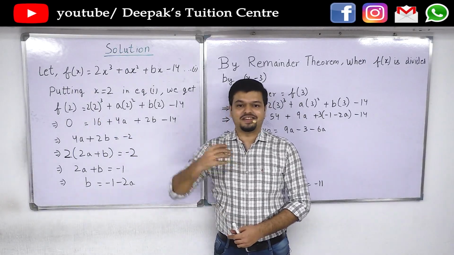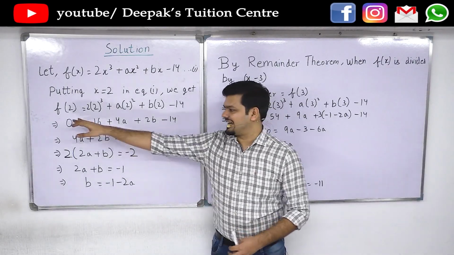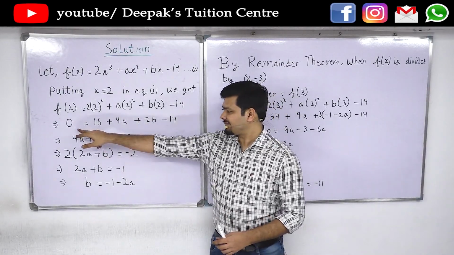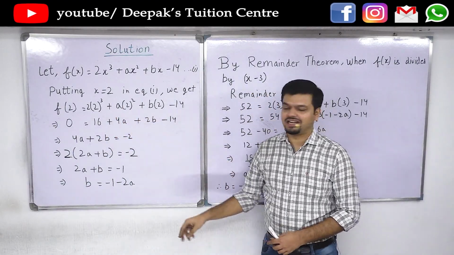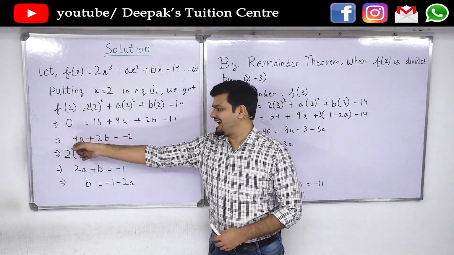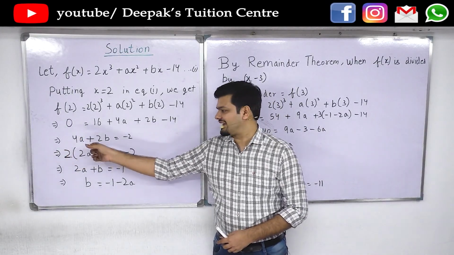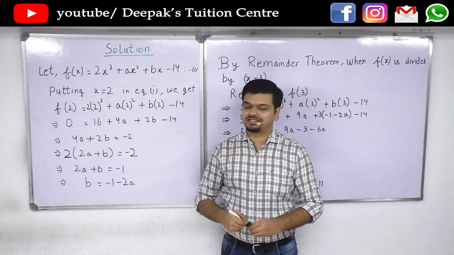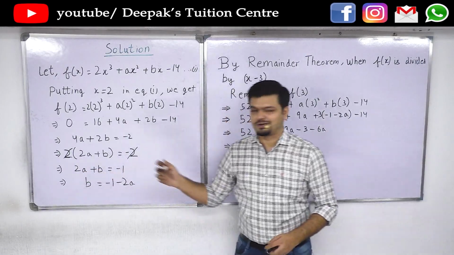If it was not given as a factor and we had to prove that it was a factor, then f(2) would have to become 0. So we can directly write, you can write by factor theorem or you might not write, that's okay, 0 equals 16 plus 4a plus 2b minus 14. 16 minus 14 is 2. We transpose 2 to the other side. We get 4a plus 2b equals minus 2. We take 2 common from the left hand side. We get 2 in brackets 2a plus b equals minus 2. The two 2's cancel off. So we get 2a plus b equals minus 1.